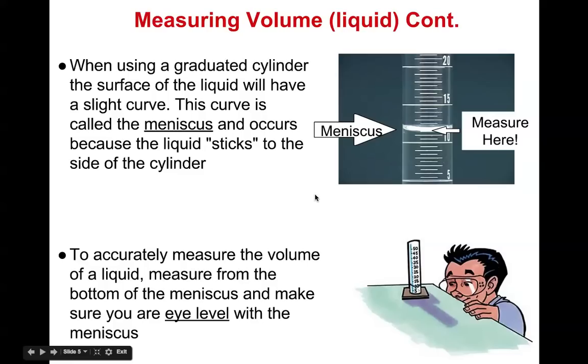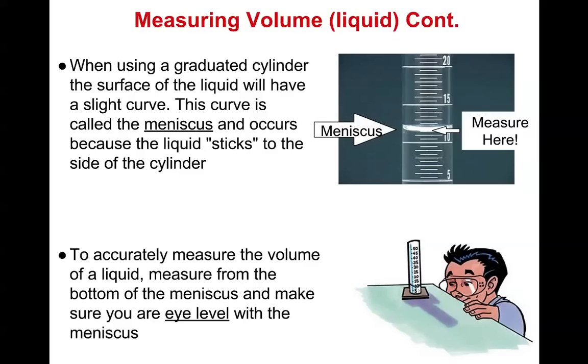There's a couple of ways that we could do it wrong. You could be holding the graduated cylinder up off the table. It could mean that you have the graduated cylinder on the table and you're looking down. All of those are going to give you inaccurate results.